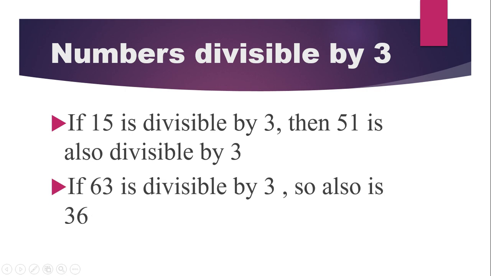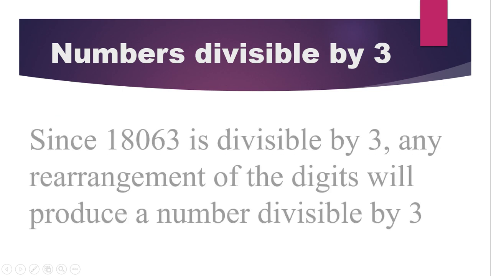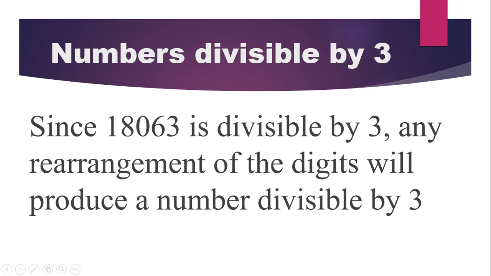Let's check and see if that will work for 63. 63, we have already established, is divisible by 3. Now, if you decide to change the order of the digits, that is, if 3 comes first and 6 comes last, we're going to get the number 36, and 36 is divisible by 3. Wow, this is pretty cool to discover, isn't it? Very, very interesting. The same thing happens with 18,063.